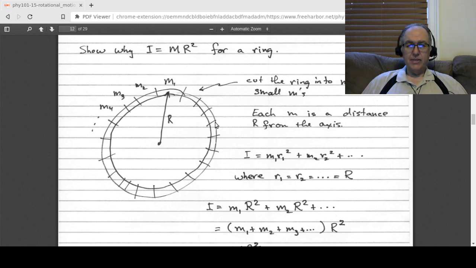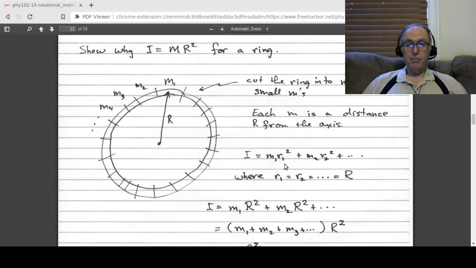So let's take a ring like this, and let's chop the ring up into a bunch of little m's. So m1 is this chunk of the ring, m2 is that chunk, m3 is that chunk, m4 is that chunk, and so on. So we cut the ring up into these little masses. And now I know how to calculate the moment of inertia of a bunch of little masses. It's m1r1 squared plus m2r2 squared plus dot dot dot, because there could be millions of these around here. It depends how small you chop the ring.